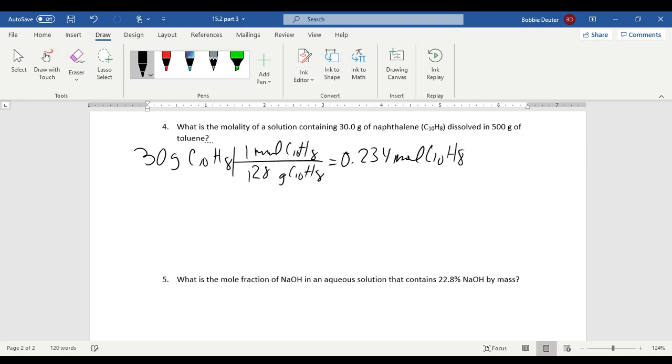C10H8. So now toluene is our solvent. Now before it was water. Water is our universal solvent. Doesn't matter if we're in toluene or if we're in something else. No. This is an easy conversion as well. It's 0.5 kilogram. So we want to set that over.